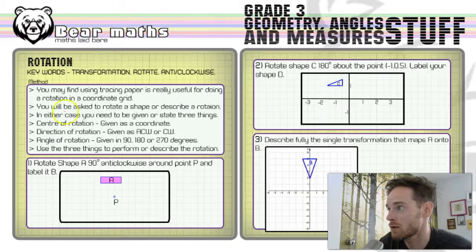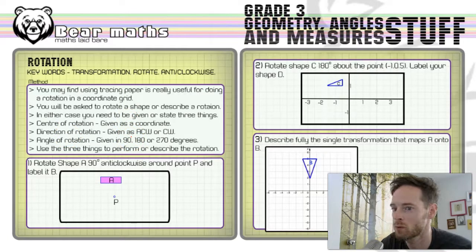You'll be asked to rotate a shape or describe a rotation. In either case, you need to be given or state 3 things. The center of rotation, given as a coordinate. The direction of rotation, given as anti-clockwise or clockwise. And the angle of rotation, which will either be 90, 180 or 270 degrees. You have to use those 3 things to perform or describe the rotation.